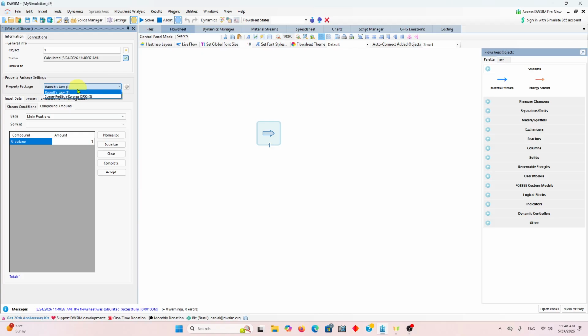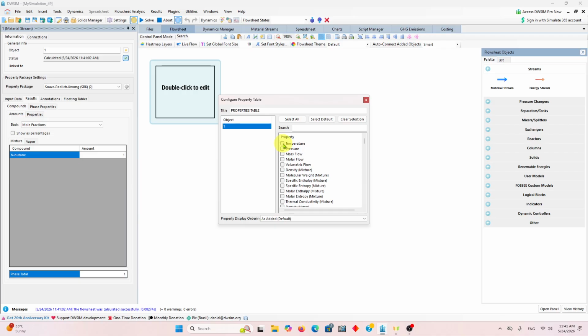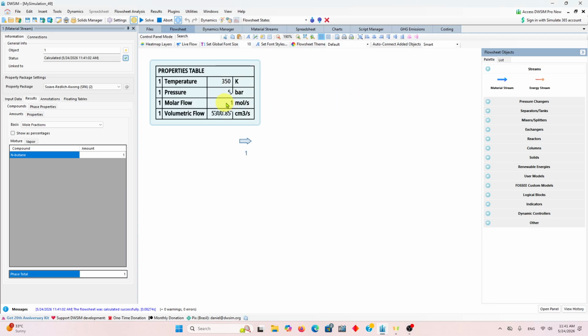And you check the property packages. We have selected two property packages: one is Raoult's law and the other is the Soave-Redlich-Kwong equation of state. So let us select the SRK method. Okay, select SRK, and once it is done, let us find out what the molar volume is. In results, you can check, and let us display a few things here. Insert property table. Okay, in stream number 1 I am interested in showing molar flow. Okay, and volume flow. Let us make it possible.